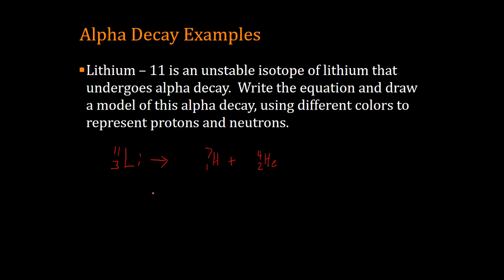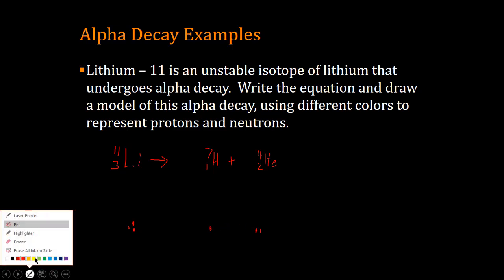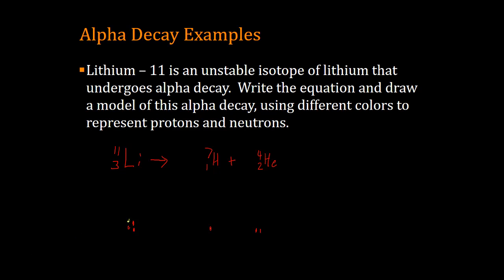Then it says write the equation and draw a model of this alpha decay using different colors to represent protons and neutrons. So lithium-11 has 1, 2, 3 protons, and then hydrogen has 1 proton, helium has 2 protons, and then I can grab another color and draw in all of my neutrons. I've got 8 of these because 11 minus 3 is 8. Here I've got 6 of these because 7 minus 1 is 6. 1, 2, 3, 4, 5, 6. And here I've got 2 of these because 4 minus 2 is 2.